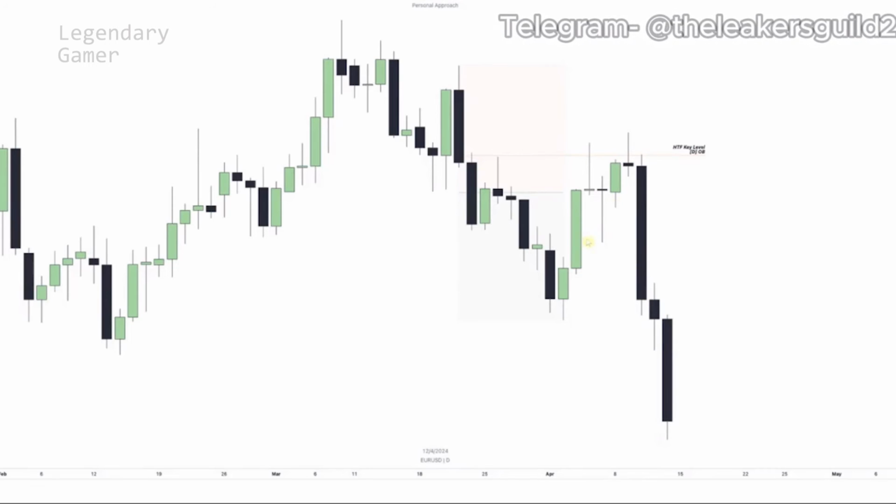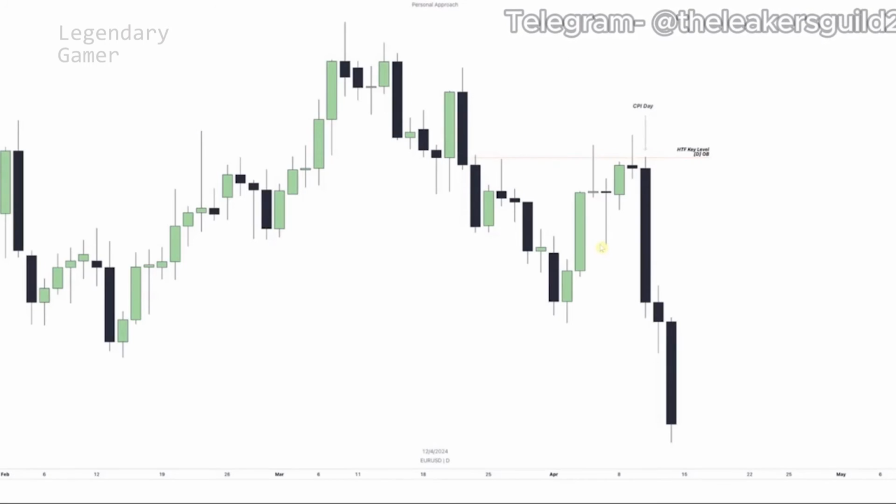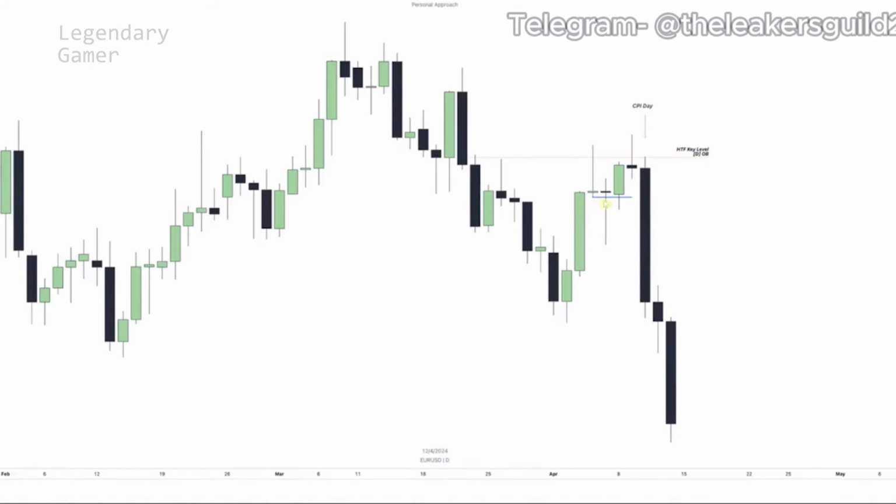But why was there a low resistance liquidity run lower? This was the CPI candle, right? This is a massive candle to the downside, but what happened prior, right? We got a sell stop raid first over here, right? So we're taking this candle's range.